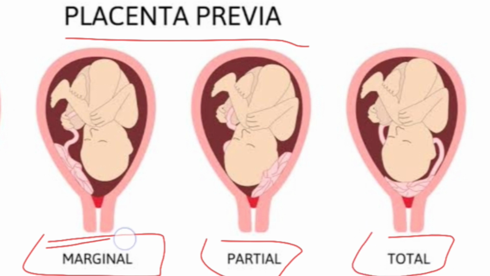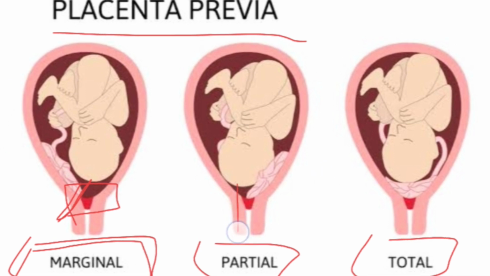If you see the marginal type, the placenta will be situated in the margin, it's not even blocking the way, but still it's a placenta previa because on further going on it will block the way. And partial is, if you see here, the hole is partially blocked, that's why it's partial placenta previa. And here the placenta has totally blocked the way, this is total. These are the 3 degrees that are seen in placenta previa.